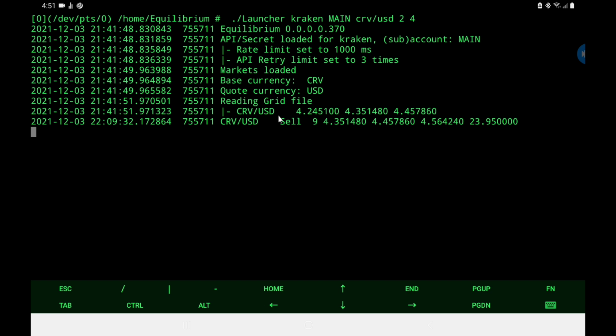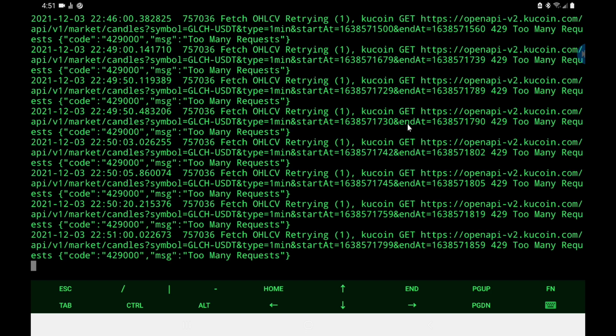Okay. As you can see here, it shows that it made a sell. It's back down to level 9. And of course, Kucoin. This is where the last several updates have taken place in Relay to deal with these annoying issues. According to Kucoin support, the only way to make these disappear is to go purchase more IP addresses. At $5 an IP address, I can live with the noise.